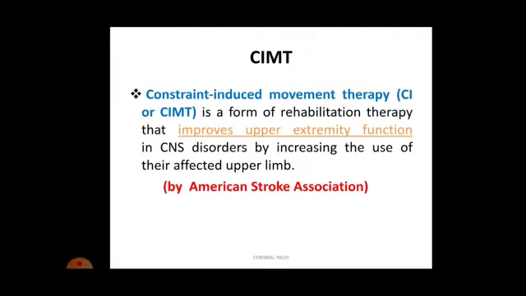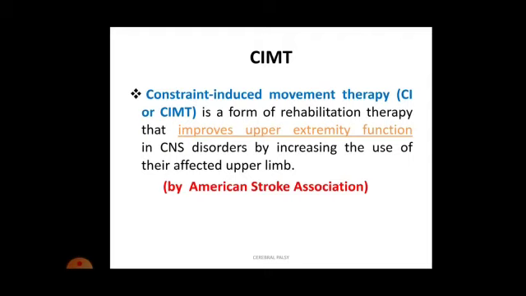Now, the first approach for today's lecture is CIMT. The full form is Constraint Induced Movement Therapy. Many times it is also abbreviated as CI, but most of the time it is abbreviated as CIMT. So, what is the concept behind this?